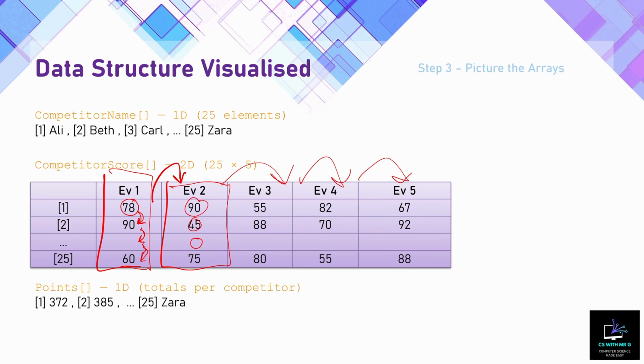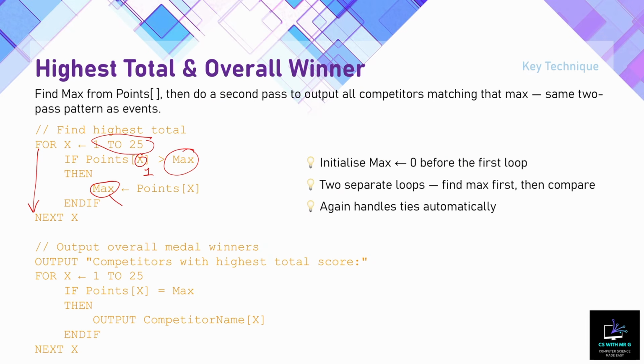Then this will loop through the points array. So position 1 there, 372. We compare 372 to 385, compare that with the next number, stop at Zara's on 25, and the max variable will show who scored the highest points in total.